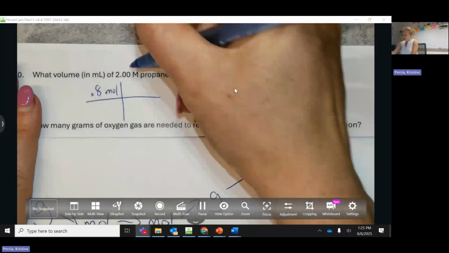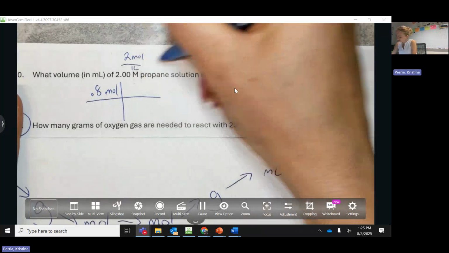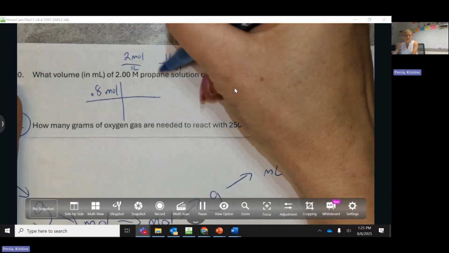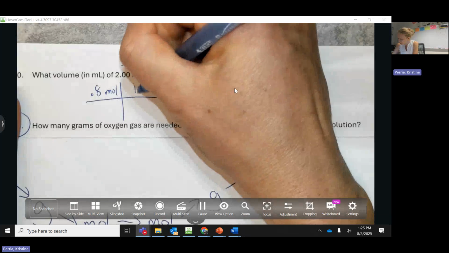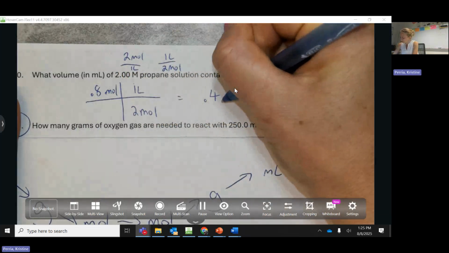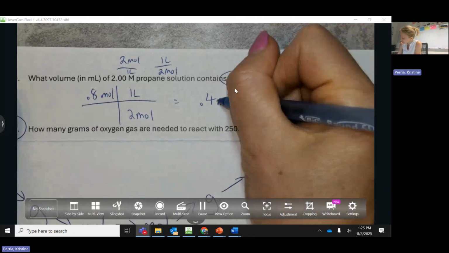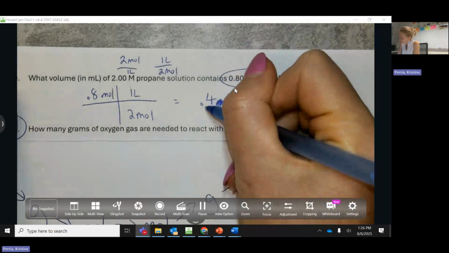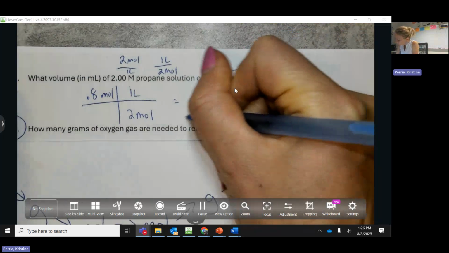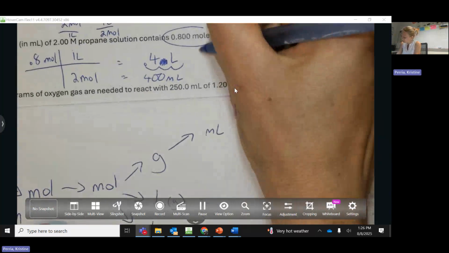Okay. And then I know this 2 molar can be 2 moles per 1 liter or 1 liter per 2 moles. So in this situation, we want to use this one because we want our moles on the bottom. So we'll put 1 liter on the top and 2 moles on the bottom. And that's going to equal 0.4 liters. It does say milliliters. And so if it's 0.4 liters, we would move our decimal place 1, 2, 3 places, and that would become 400 milliliters.